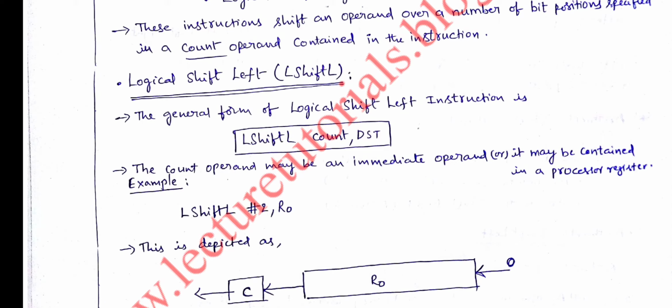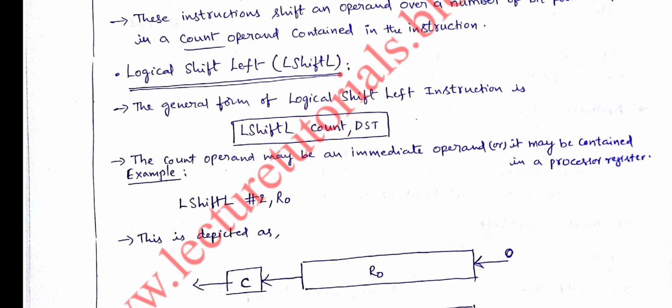Count means the number of bit positions to move left. The destination contains the total number of bits, right? The count operand may be an immediate operand, or it may be contained in a processor register.